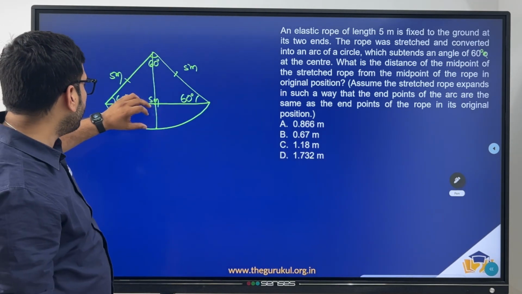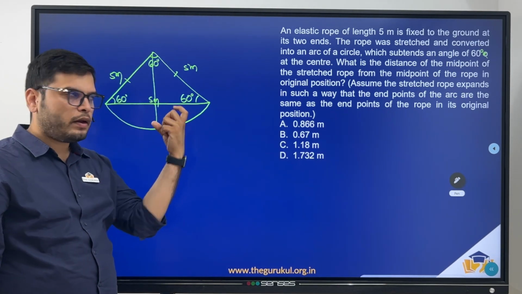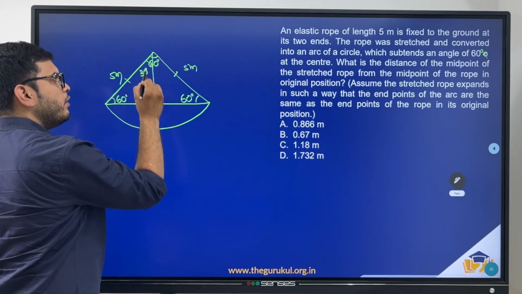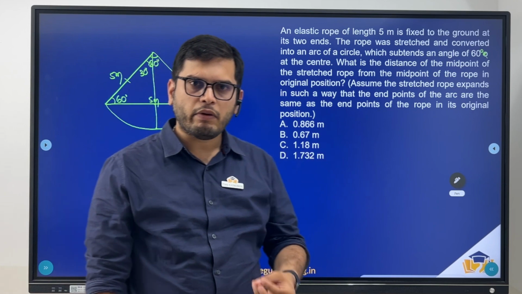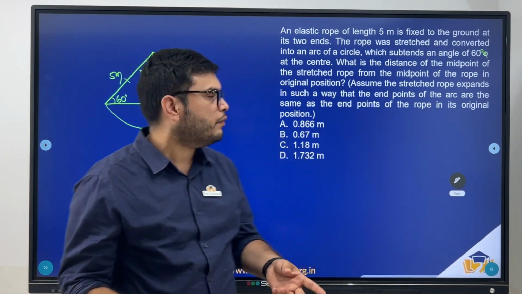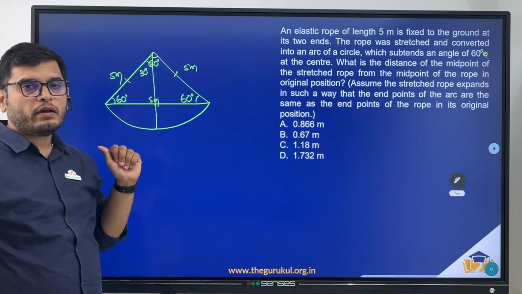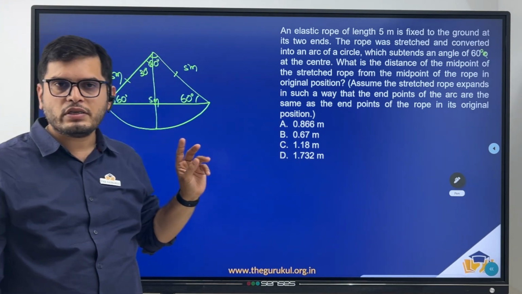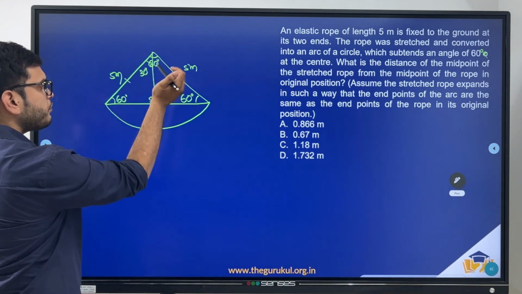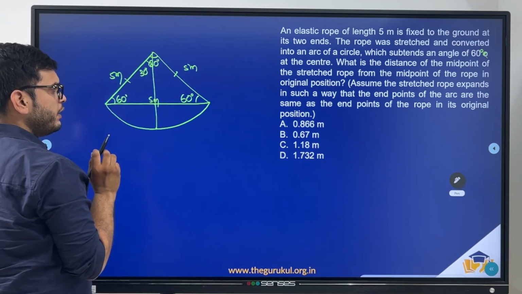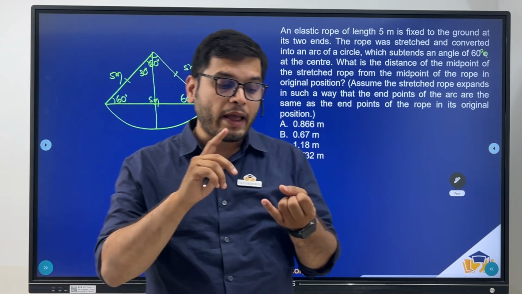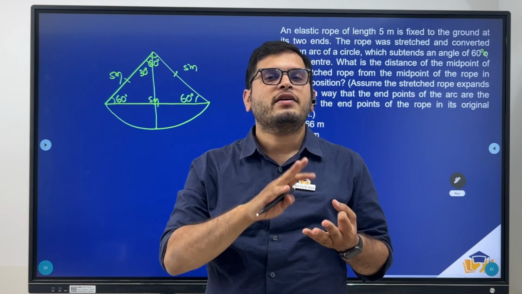Now we are asked to find this distance, right? Now this angle will be 30 degrees, because in an equilateral triangle, height, angle bisector and median are all the same, right? So when you drop a perpendicular from the opposite vertex to the third side, that bisects the angle and also bisects the side, right?